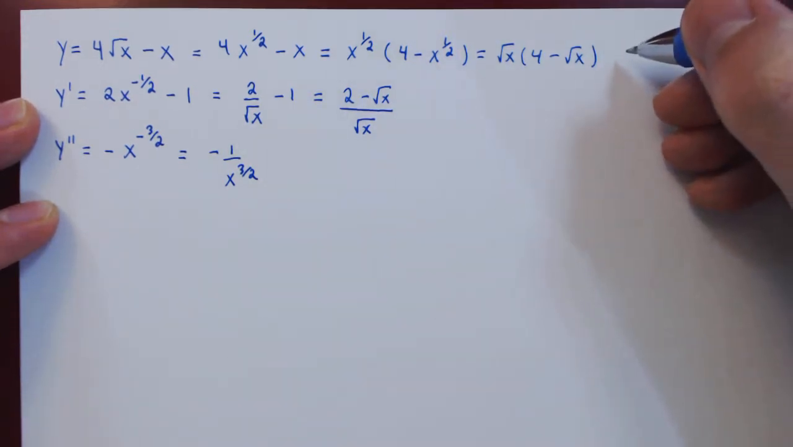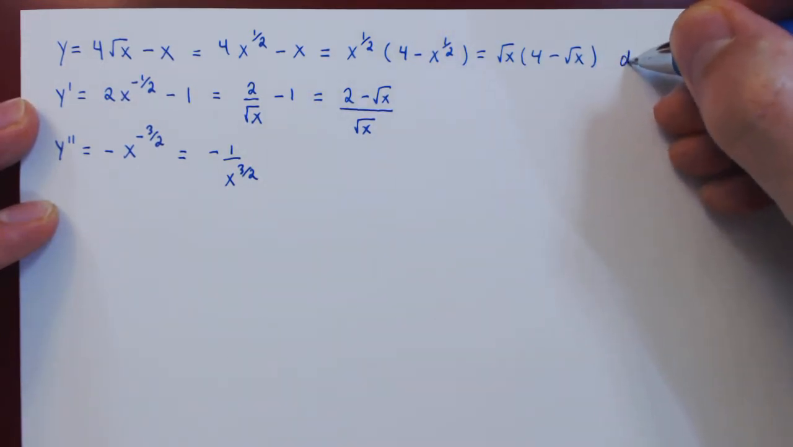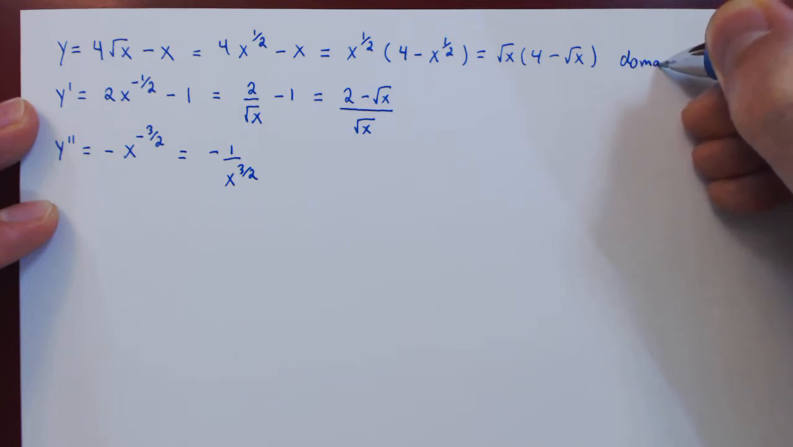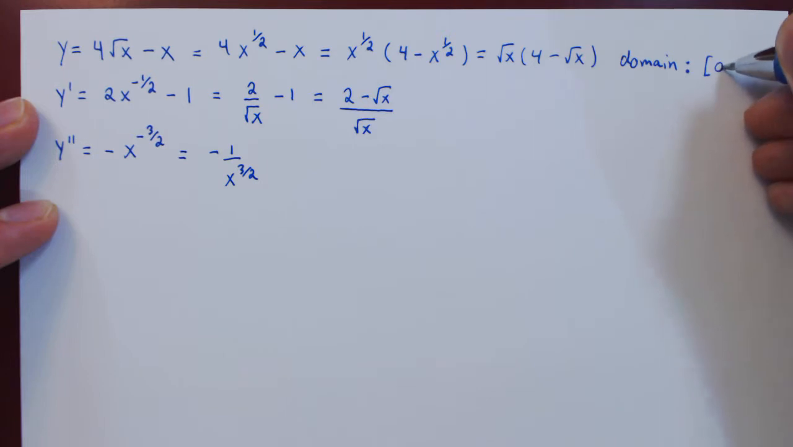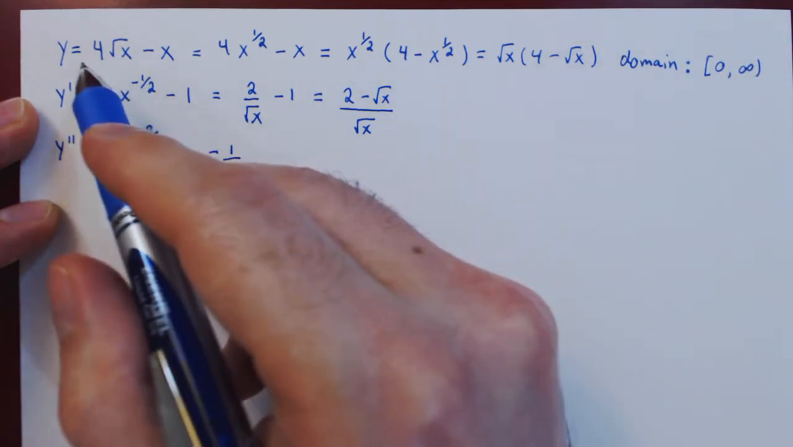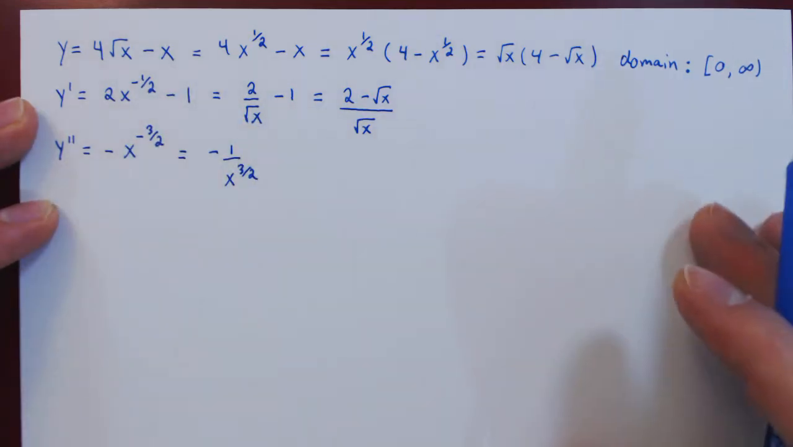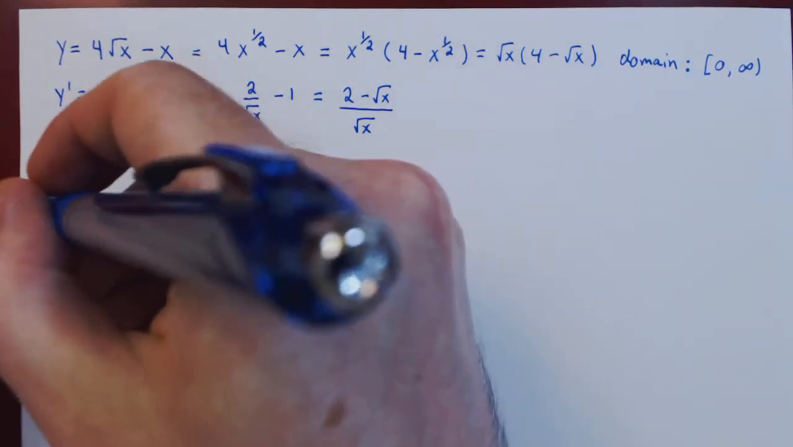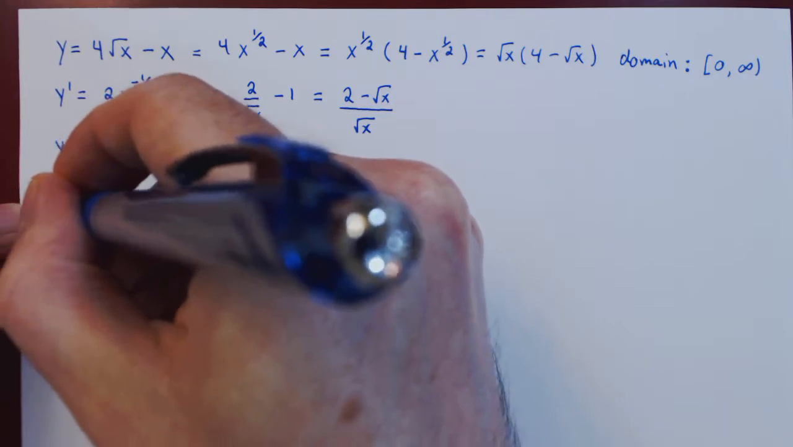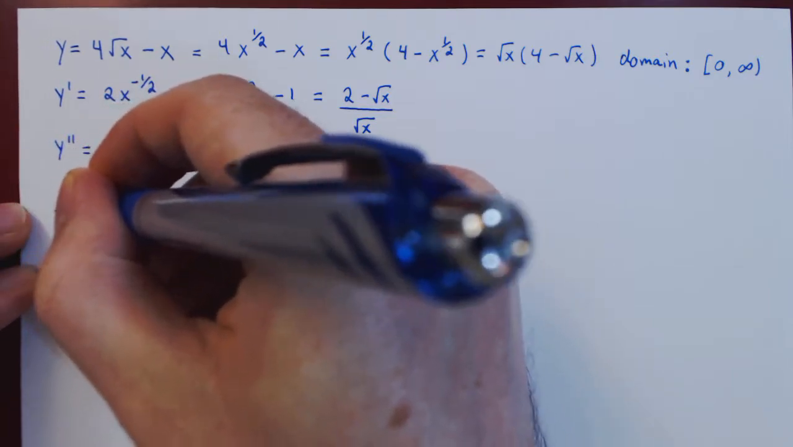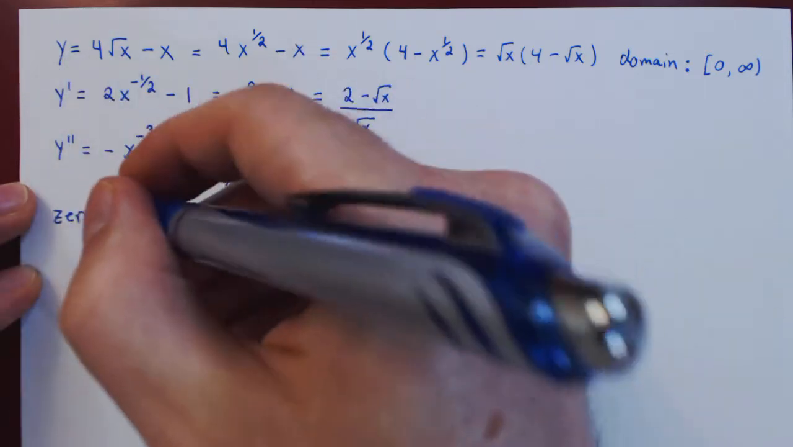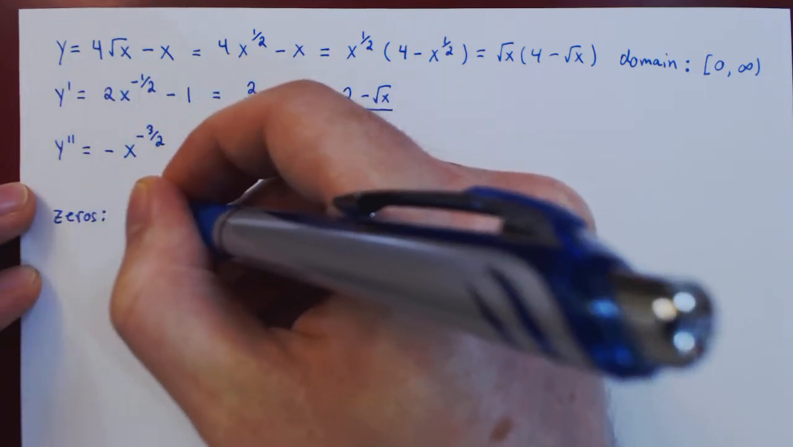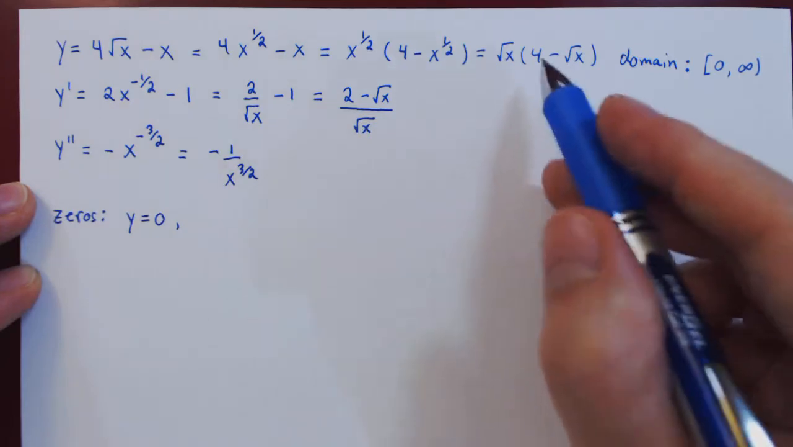The domain, if I write it here, of our function is the non-negative real axis. So the function is not defined for negative values of x. So let's see if we can find zeros of our function. So when is y equal to 0? Well, let's find the zeros, if any, from the factored expression.